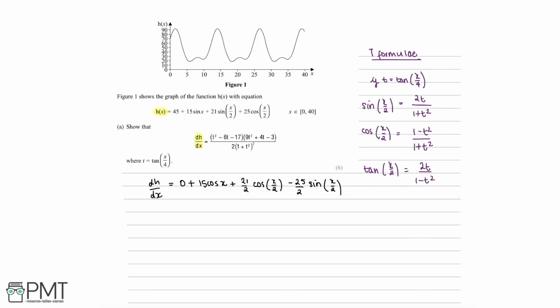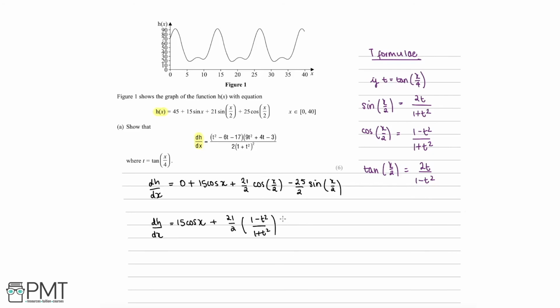So straight away we can substitute our sine of x over 2 and our cos of x over 2 into our equation. So dh by dx is equal to 15 cos x plus 21 over 2 multiplied by cos x over 2, which is 1 minus t squared all over 1 plus t squared, minus 25 over 2 sine of x over 2.